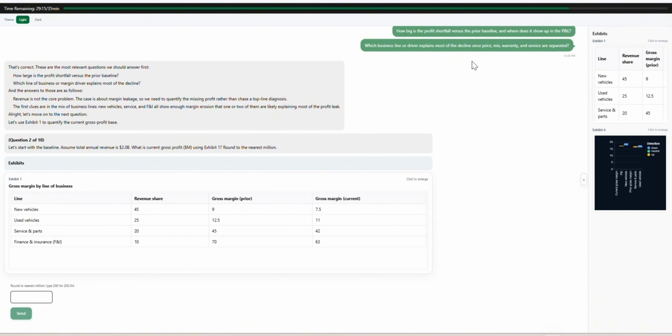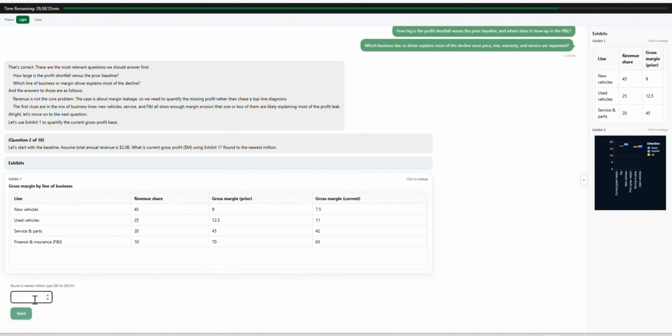This is one of those case questions where the arithmetic is not actually the hard part. The hard part is keeping your setup clean. The usual mistakes are forgetting to use revenue share, using prior margins instead of current margins, and slipping on rounding and scale. And this question is not just math for the sake of math. No, it's establishing the current profit base before we diagnose the decline. So already, the case is reinforcing a strong consulting habit. Get the baseline right before you start anything else.